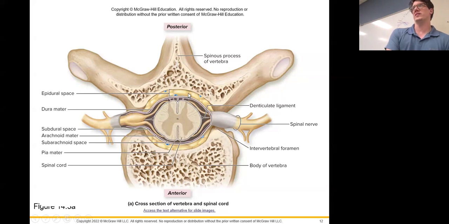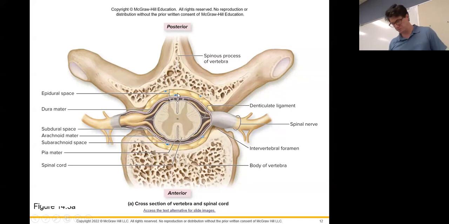Now, another big difference between the meninges in the spinal cord versus in the brain is that we actually have some space outside the dura. So in between the dura and the bone, notice that we have this thin layer of adipose tissue acting as a cushion. This thin layer of adipose tissue outside the dura is found in what we call the epidural space. Epi meaning outside, dural. So outside the dural space, we now have an epidural space right here.